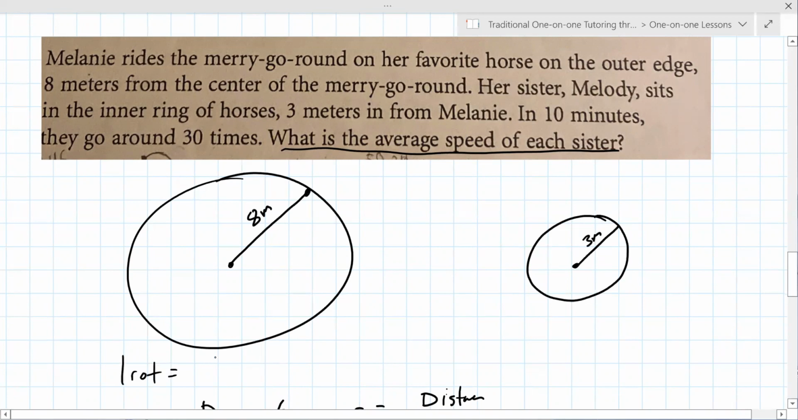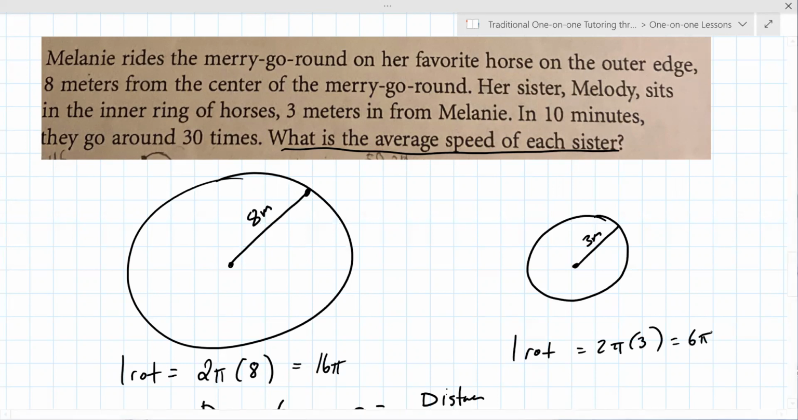One rotation for the one that's further out is 2 pi r, 2 pi 8, and one rotation for the other one is 2 pi 3. So 16 pi and 6 pi. I would just go to your calculator and figure out what that is. Let's get numbers for those, please.